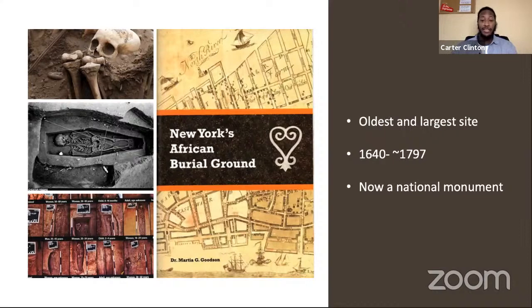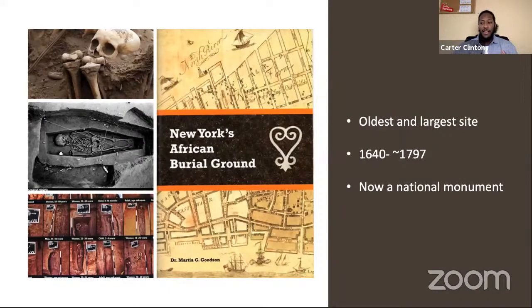But what is it? It is the oldest and largest burial site of free and enslaved Africans ever discovered in the country. Its earliest use dates back to the early 1600s, and the end of its use dates around 1797. It is now a national landmark and a national monument. If you are ever in New York or visit Manhattan, I encourage you to go visit. They have a visitor center and an outside memorial that I think you'll love and learn more about.